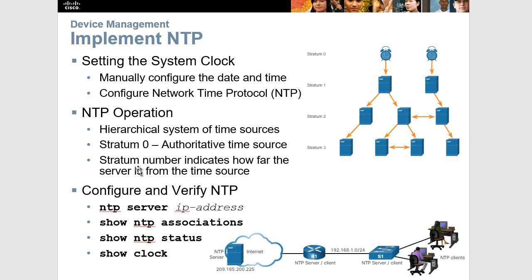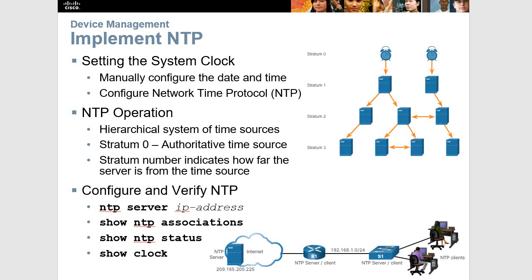Okay, so you have different stratums. You don't want to go more than 15 hop counts away. If you're in stratum 16, you are considered unsynchronized. Okay. The stratum number indicates how far the server is from the time source. So that's what the stratum number is there. You've got a couple of different commands. You've got NTP server, which will allow you to configure the server that you want to get your time from. Okay, so you just type in NTP server and then some IP address.